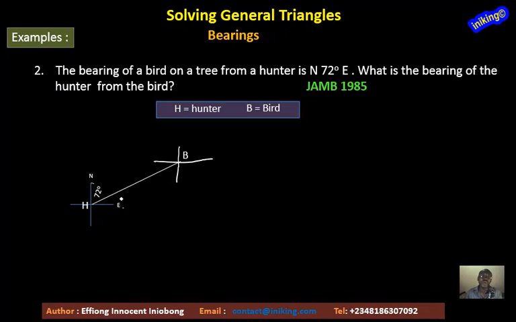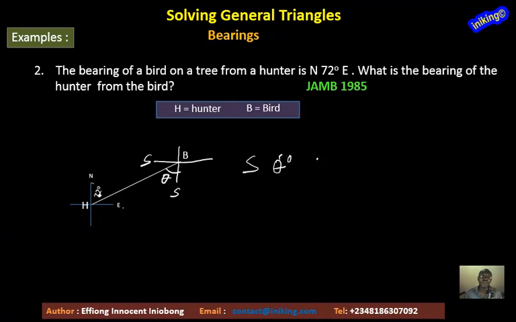That is, if you were to go to the hunter coming from the bird, what direction will you take? Of course, if you're using the compass bearing, then we'll be looking at this angle. And that will be south, and this will be west. It's a very straightforward one. Whatever this angle is, is the bearing we need. And then we have south, west. So the bearing will be south, theta degrees, west. So what is theta?